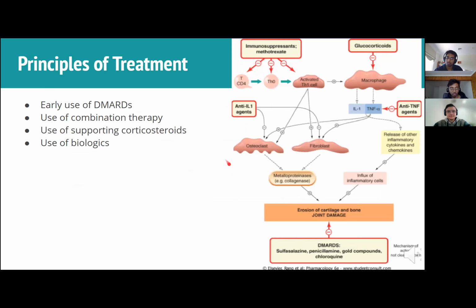So bringing it all together, we talked about DMARDs, combination therapy, and supporting things to support it, such as analgesics, corticosteroids, NSAIDs, and the use of biologics. And this is really what we think about in the treatment of rheumatoid arthritis as a whole. And this diagram really brings it all together.